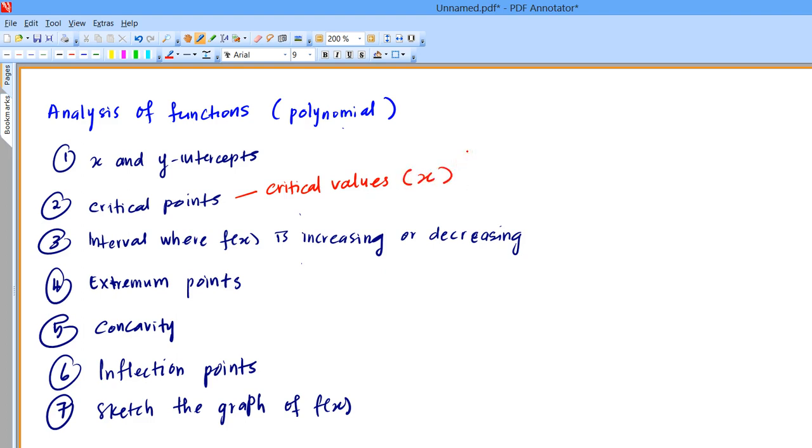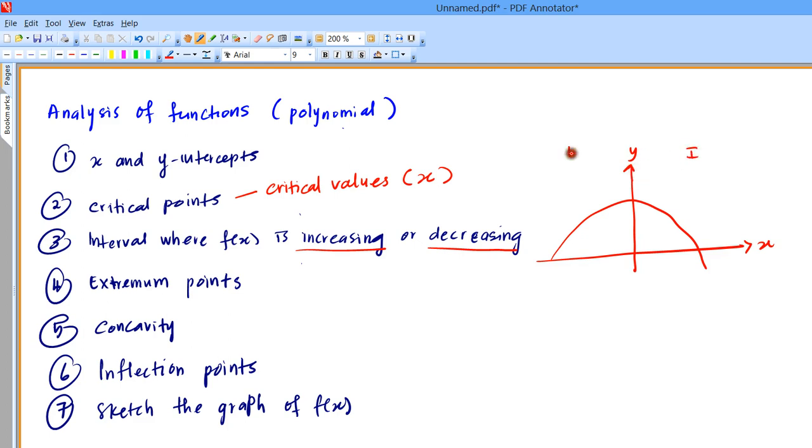And then number 3, interval where f(x) is increasing or decreasing. Okay, increasing or decreasing mean if you have a graph on x and y axis, and then if we have first and second quadrant here. Okay, on second quadrant this graph is increasing, and on first quadrant this graph is decreasing.